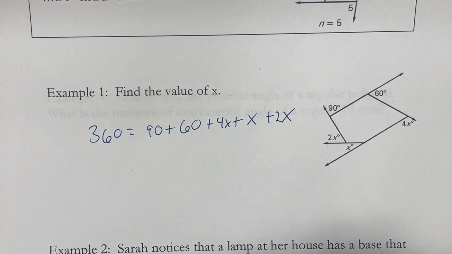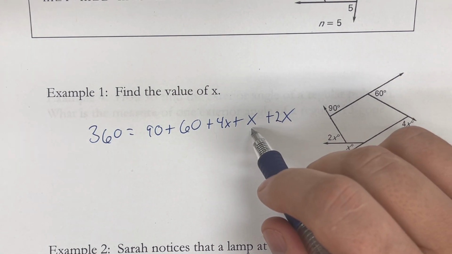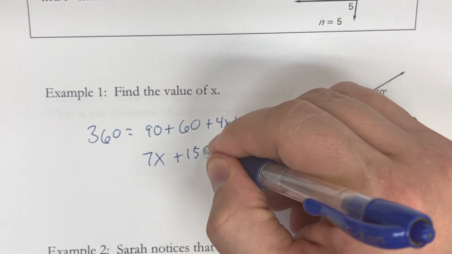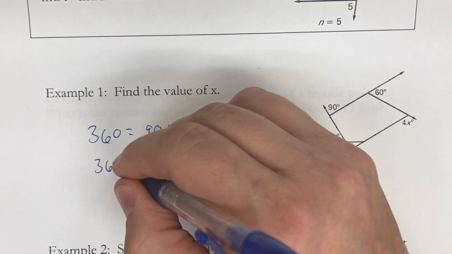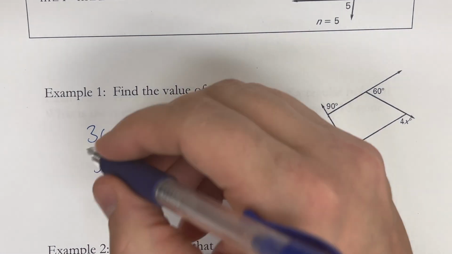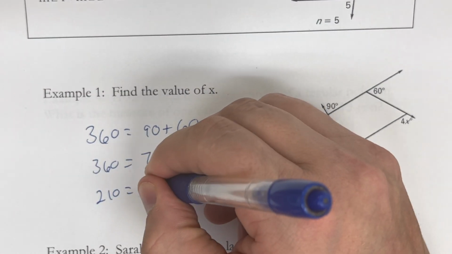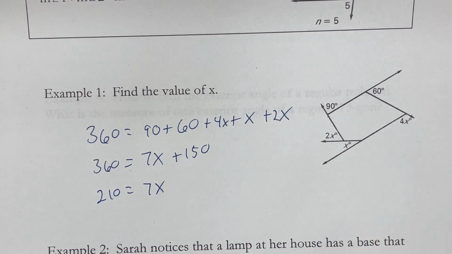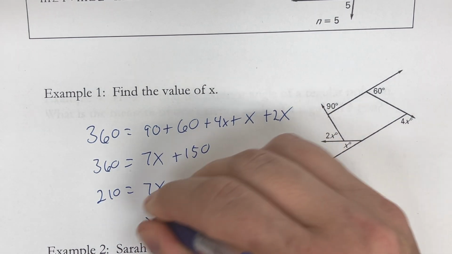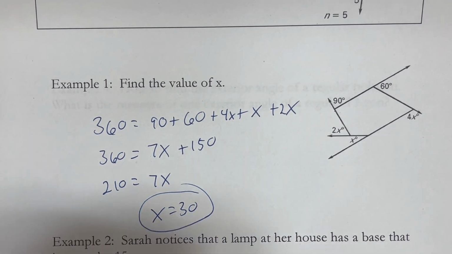And then we'll solve, combine like terms. 7x plus 150 equals 360. Subtract our 150, and we get 210. And divide that by 7. 30. So we found x, okay?